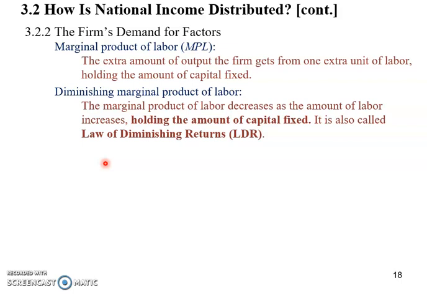Now, first of all, why is it that when we add more and more labor into production, the productivity of the last unit of labor added decreases? Because the MPL is the measure of productivity, right? And the key here is holding the amount of capital fixed.